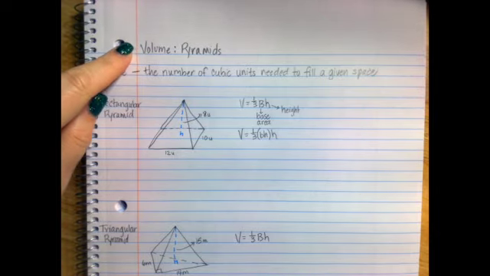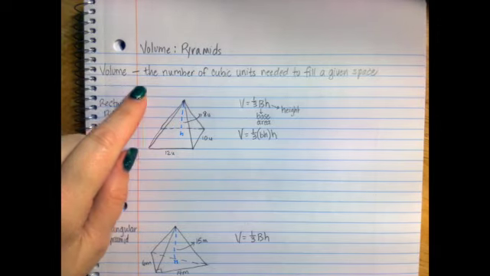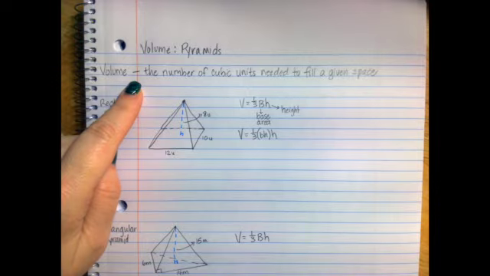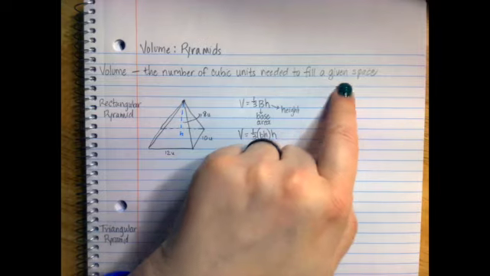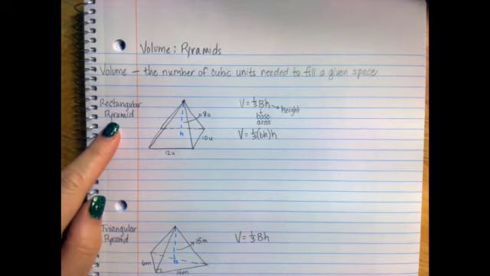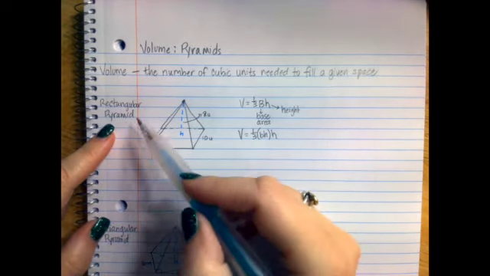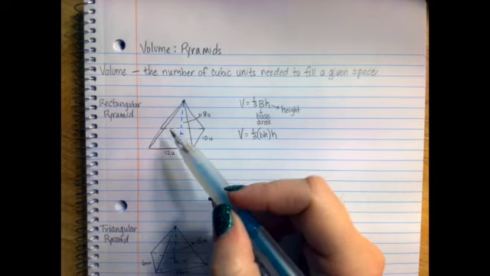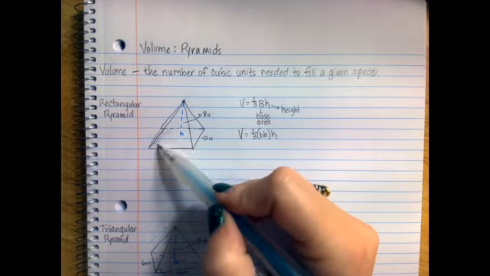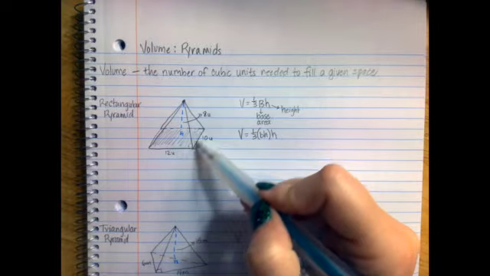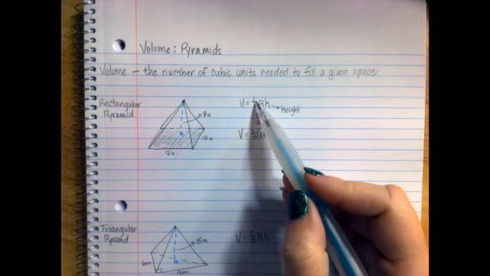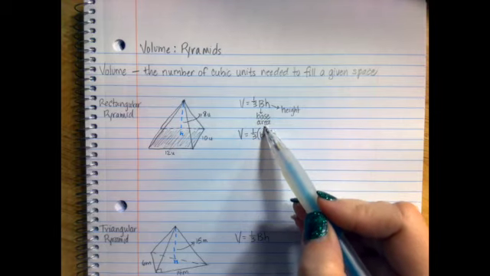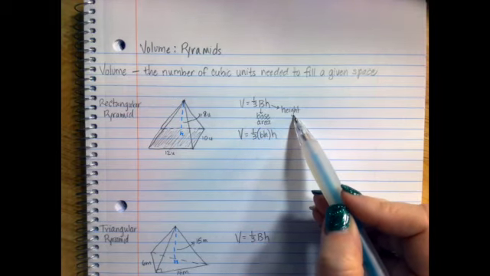This tutorial is about the volume of pyramids. Again, a reminder of the definition: the volume is the number of cubic units needed to fill a given space. So you have a rectangular pyramid, meaning the base, again, remember, names are given because of the base. So our base is a rectangle, so I'm going to go ahead and shade that. So we take 1/3 the base area times the height of the 3D figure.